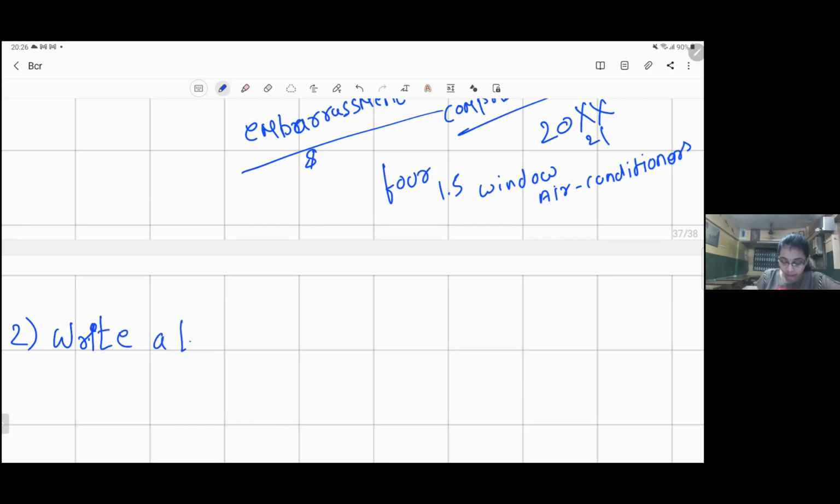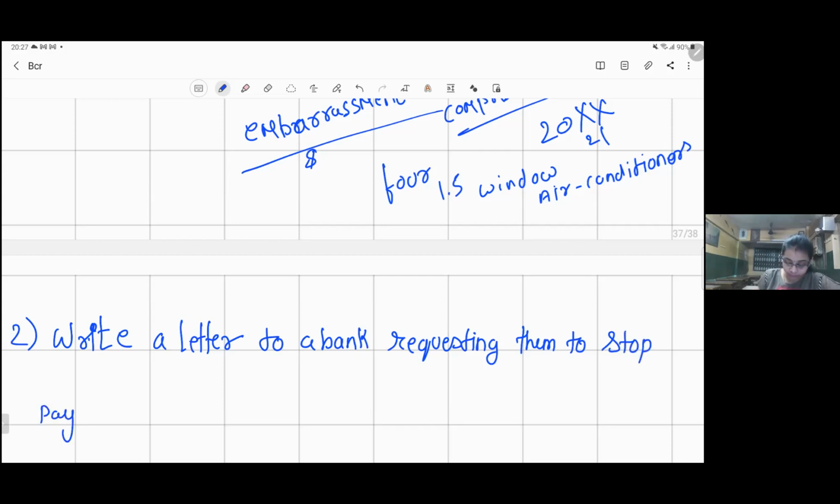Write a letter to a bank requesting them to stop payment of a check which has been reported lost.